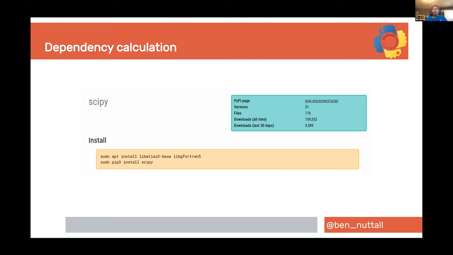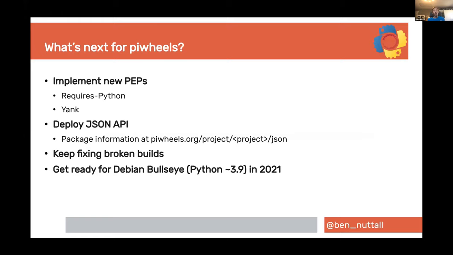So just to finish off, what's next for PyWheels? There have been some improvements in the Simple Index API recently through Python enhancement proposals. There's a new requires-python attribute, so you can specify, even for pure Python packages, which versions of Python a file supports. And then there's a brand new one, just this week, yank, which is a kind of soft deletion for packages, which we need to implement as well.